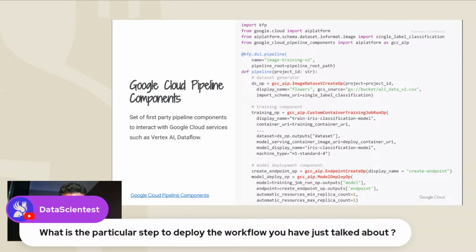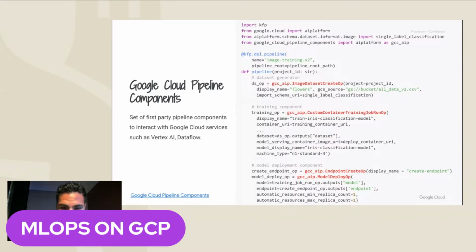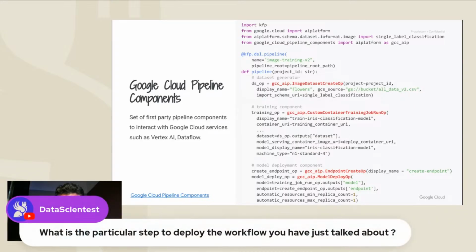What is a particular step to deploy the workflow you have just talked about? That's a great question. That's the very last step right now. It's the model deploy operation. You see here that we are specifying the model from our training job operation that was defined on top. We're defining a create endpoint operation, right? So we are specifying that we want the model deployed to this particular endpoint. And we're also specifying some resources such as the compute underlying that infrastructure. So you see here we have a scaling factor for the replica counts of that virtual machine that is powering that endpoint.